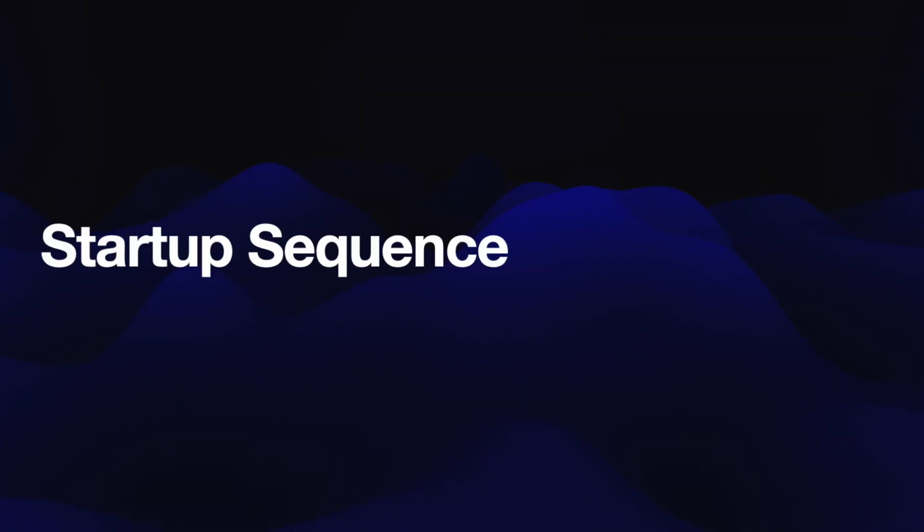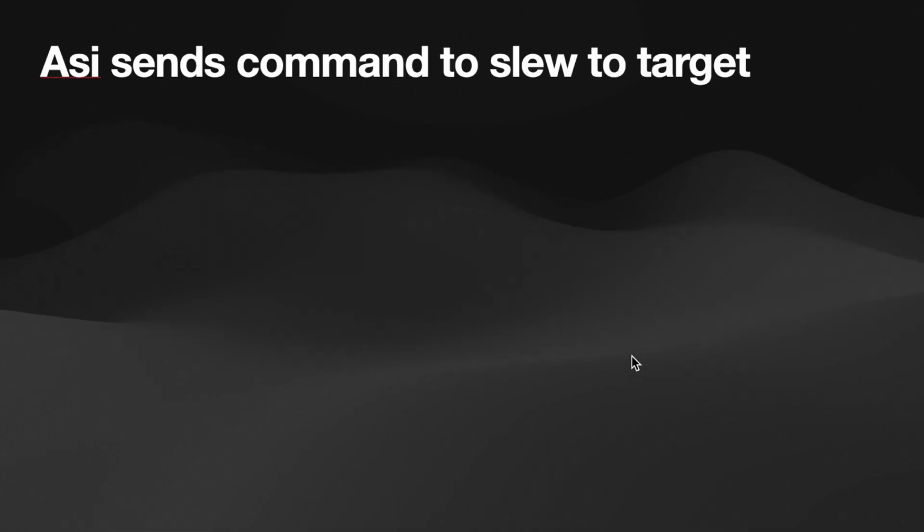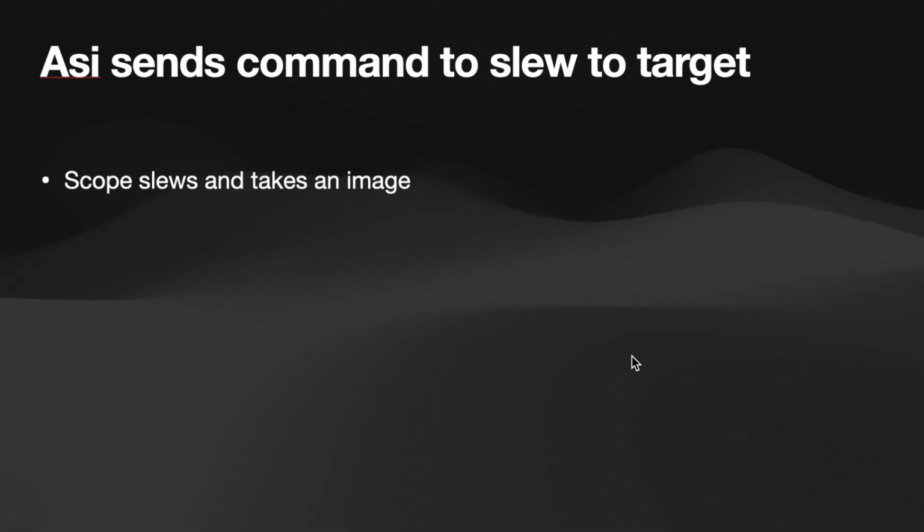All right, let's talk for a minute about the startup sequence with your telescope and the ASIAIR. When you first power everything on, your telescope should be in the home position. And now you're ready to slew to a target. The ASIAIR will send a GOTO command to the mount, and the mount will attempt to find it. But basically the mount is in what we call blind mode because it hasn't really been properly oriented.